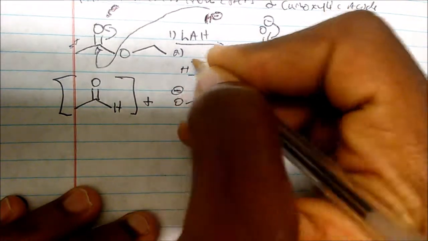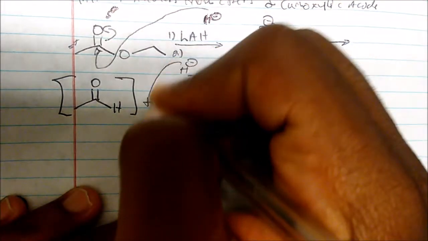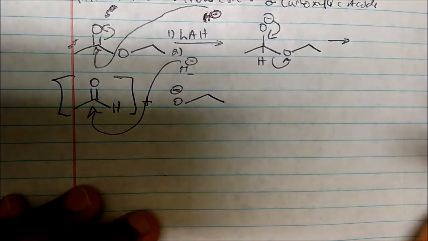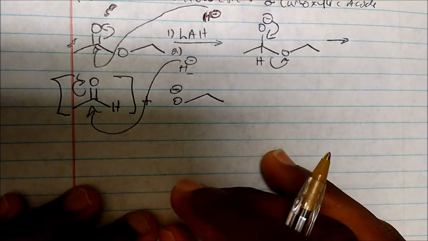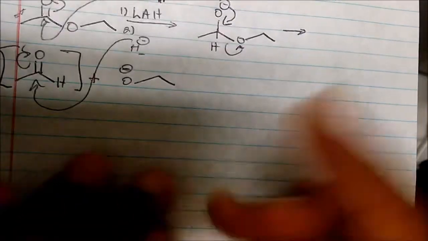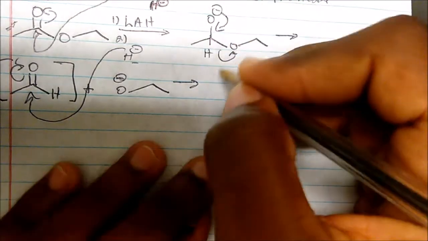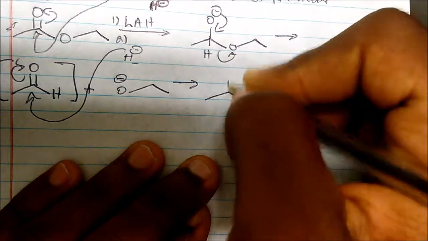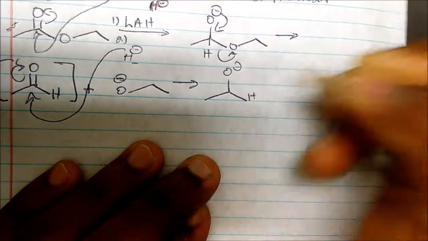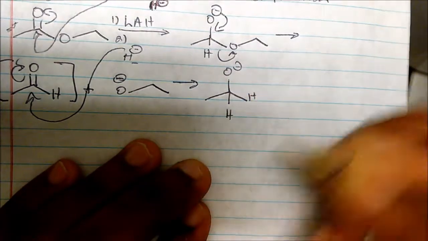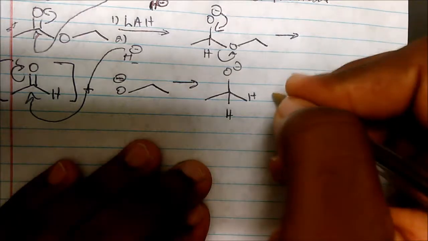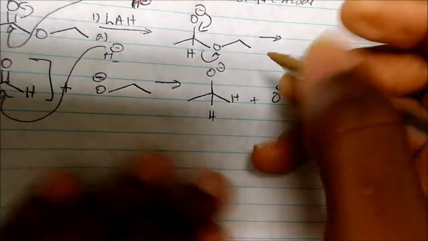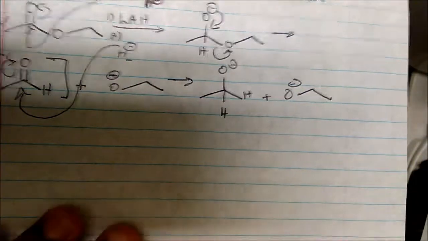So in another step of the mechanism, another source of H minus comes in, attacks the slightly electrophilic carbon, kicks off those bonds on the electron, and we get something that looks like this. Oxygen negatively charged, we had our hydrogen, but we also added one more hydrogen. And then we have this oxygen that's negatively charged over here.